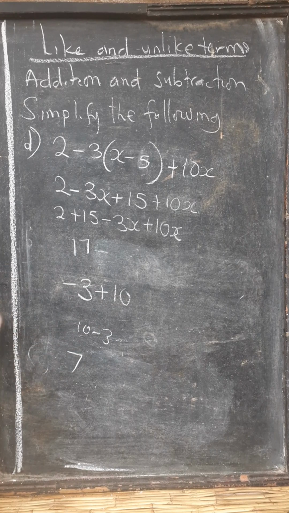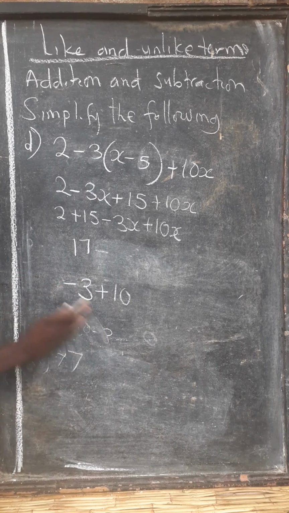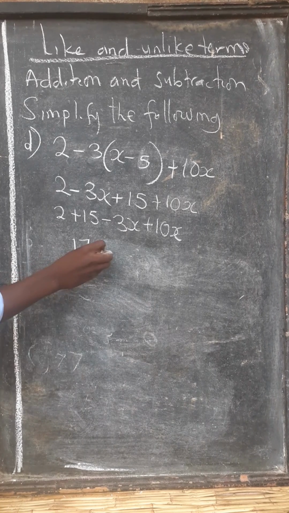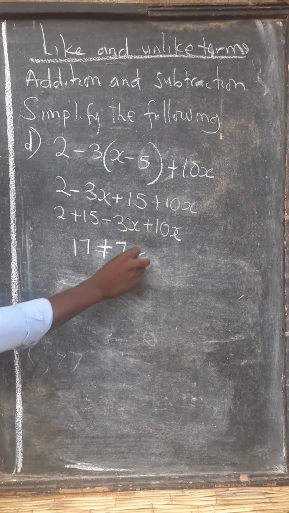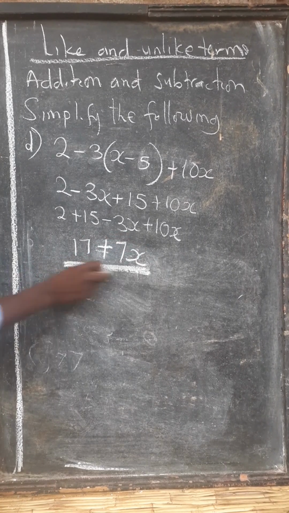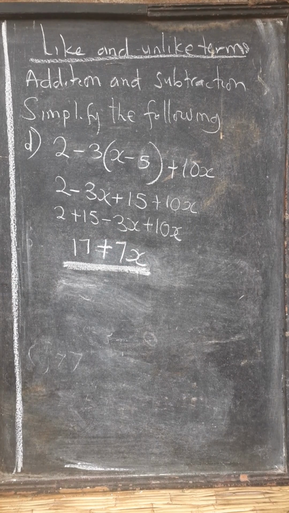So the question is, what sign is this 7 going to have? It's going to have the sign of the bigger number, which is 10. So it will be positive. That is why our answer is positive 7x. This is what is going to be our answer.